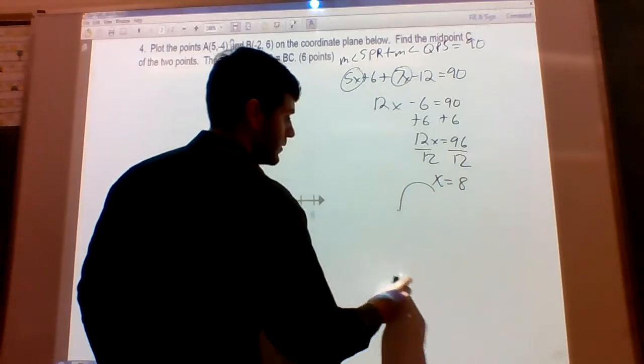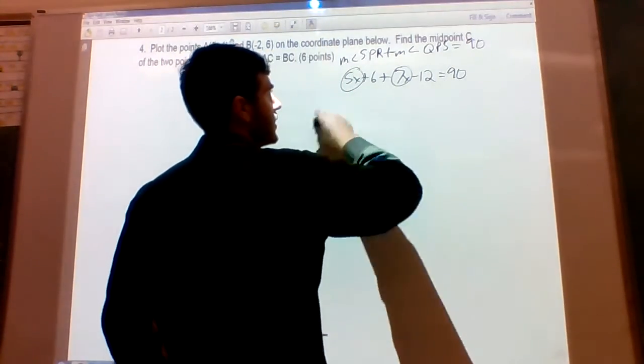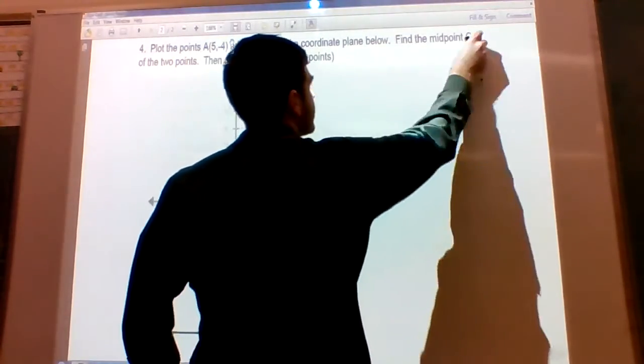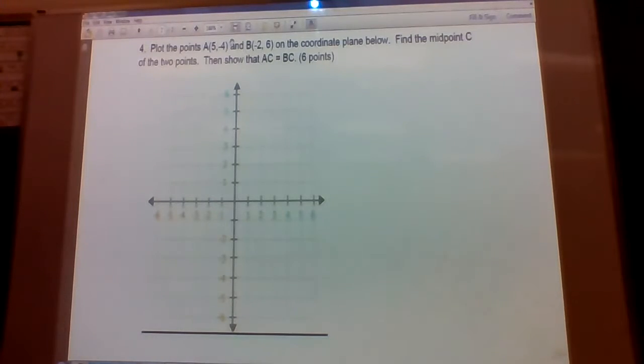So you guys have to know these equations for the test. Okay, so the distance, well, we'll start with the midpoint, I think, right? Okay. So plot the points. So let's plot the points.